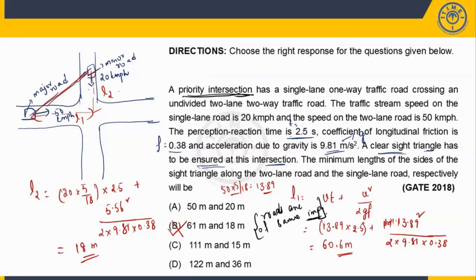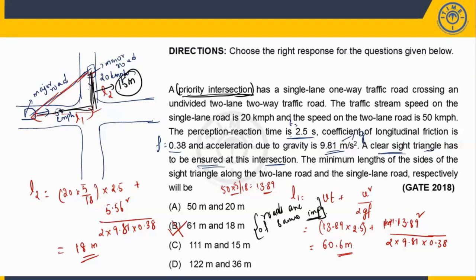In the question, first line itself, what did he tell us? Priority intersection. When we are talking about priority intersection, the minimum distance when we have a side triangle, the length on the minor road, should be minimum 15 meter. On priority intersection, the minimum distance of side triangle on the minor road is how much? 15 meter, as per IS 1976.